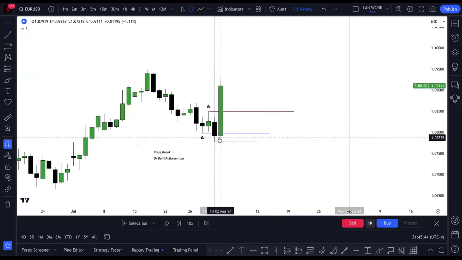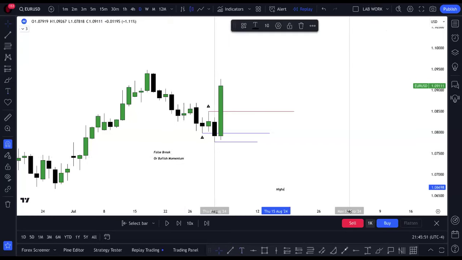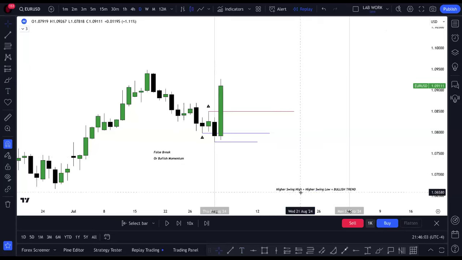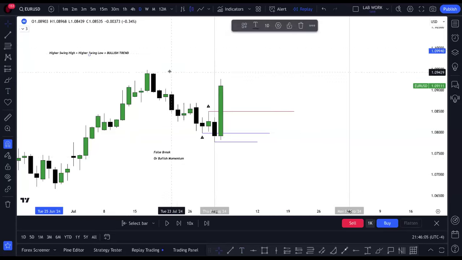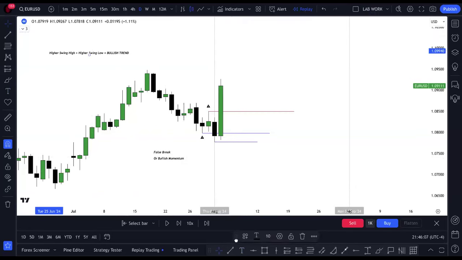This is a swing low. So if it's going to be a bullish trend, what is a bullish trend? Higher. This is all it is. People like to use fancy words. Higher swing high plus higher swing low. That equals a bullish trend. That's all a bullish trend is. That's trading 101 on the daily chart. People make it seem like it's something complicated, dog. It's not.